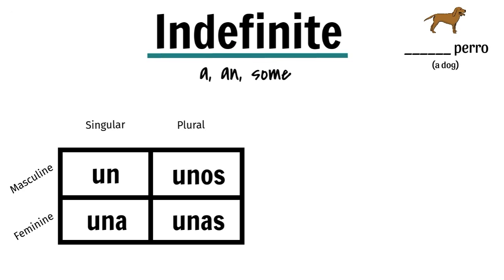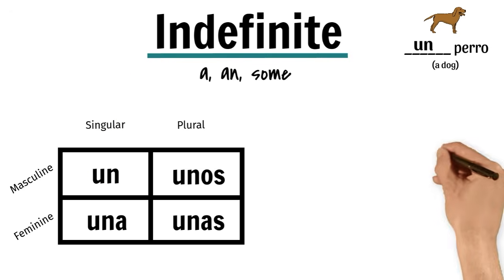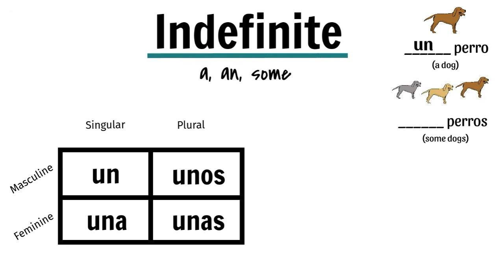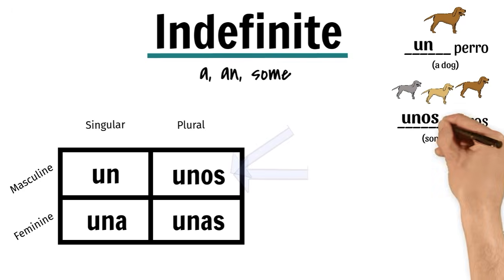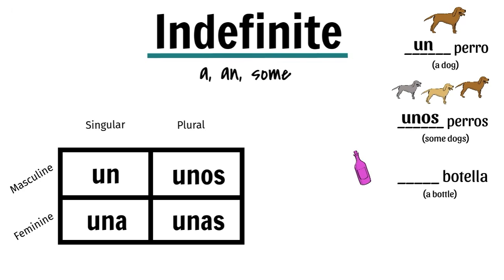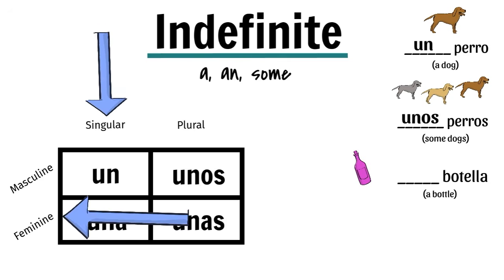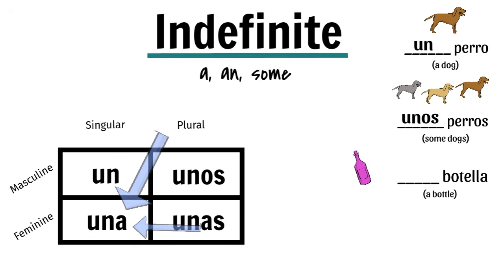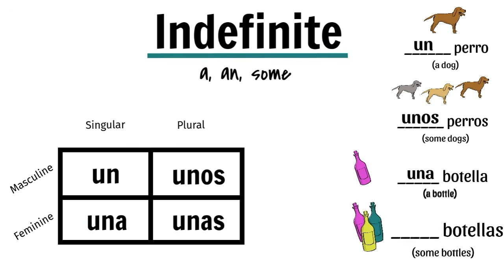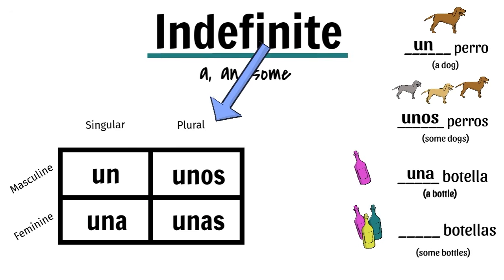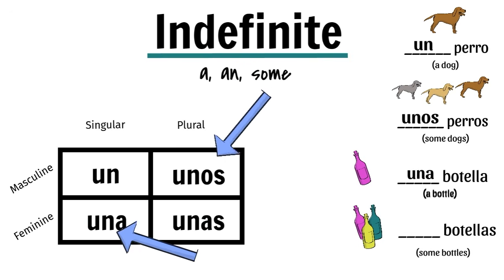If the noun is singular and masculine, a is un perro, a dog. If the noun is plural and masculine, some is translated as unos. If the noun is singular and feminine, a is una botella, a bottle. If that same feminine noun becomes plural, some is unas botellas, some bottles.